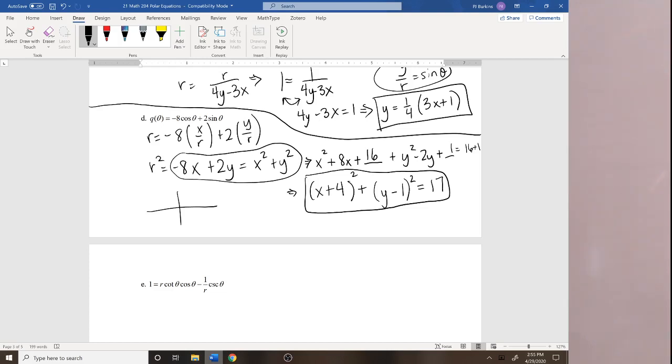Let's see, I think this circle is shifted. I'm forgetting the shifts off the top of my head. I want to say it's shifted left 4 and up 1. And it's got a radius of the square root of 17, which is going to be approximately 4. So something like that. That looks pretty terrible, but you get the idea.